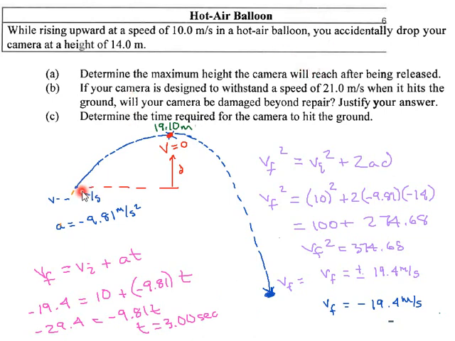So, not too bad. When you have things moving upward and then downward, it gets very important to be good about your signs. And other than that, it's just about selecting the proper formula. This one is a champ.